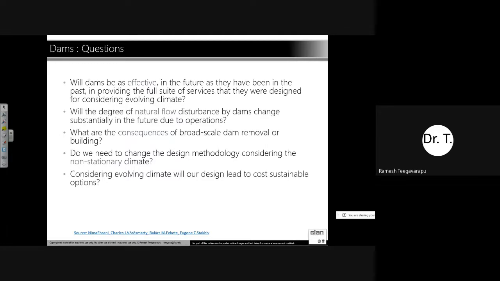So these days there is more push for restoration of the streams downstream of the dams. So they are trying to operate the dams in such a way that the water downstream is restored for aquatic habitat and other reasons. If you remove or build dams, what are the consequences? Do we need to change the design methodology considering the non-stationary climate? And how will the evolving climate lead to cost-sustainable options? These are several questions we have to ask.